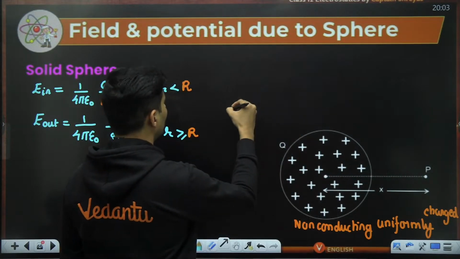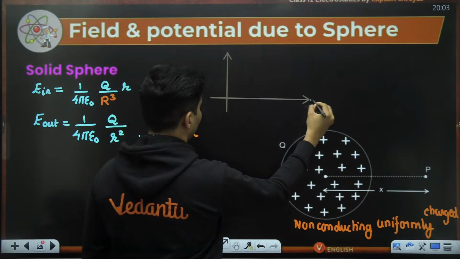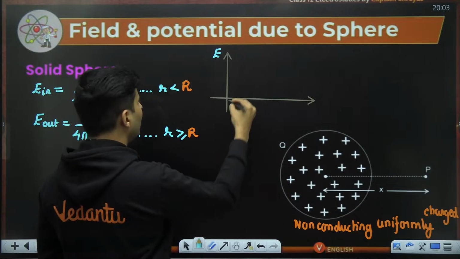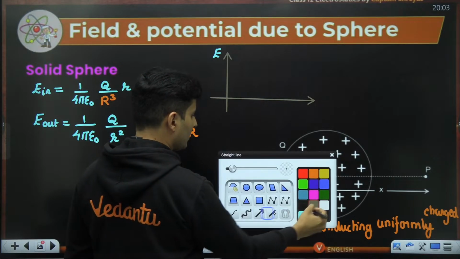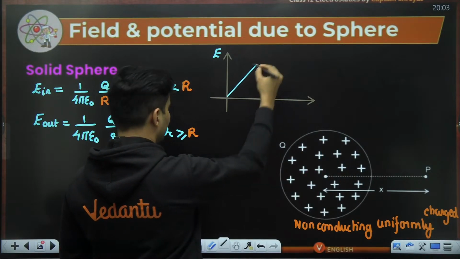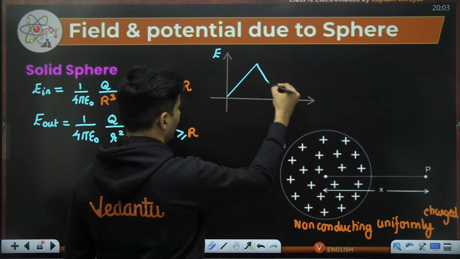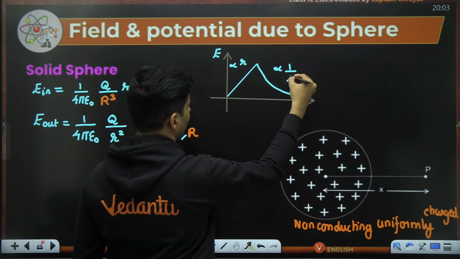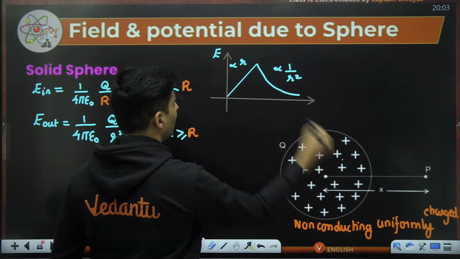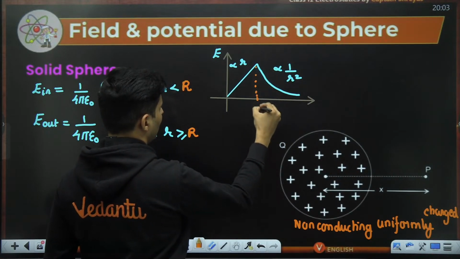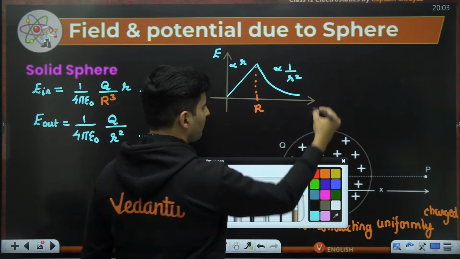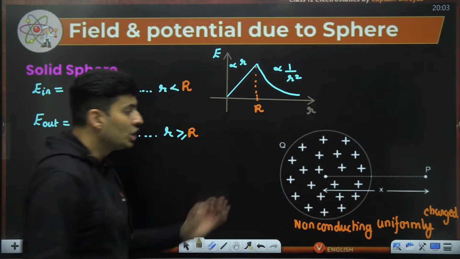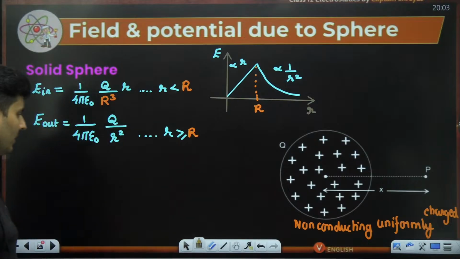So if one were to draw the graph of this, the field, it will look like this. It will look like a straight line till here, and then it will start falling down like this. Here it is proportional to r, here it is inversely proportional to r square. The abrupt change is happening on the surface. Okay, this is the graph of field versus the distance for a non-conducting uniformly charged sphere.